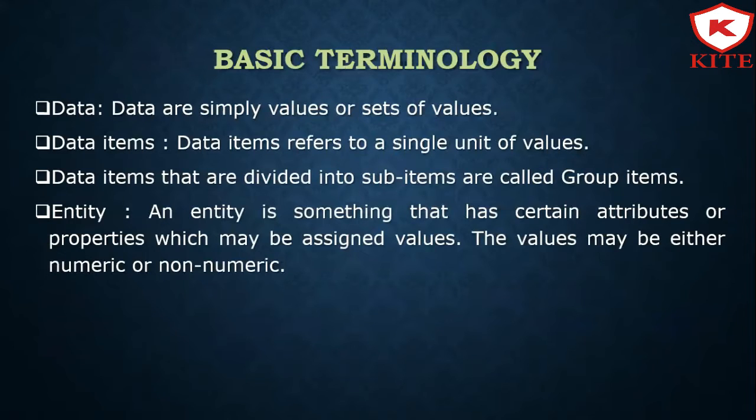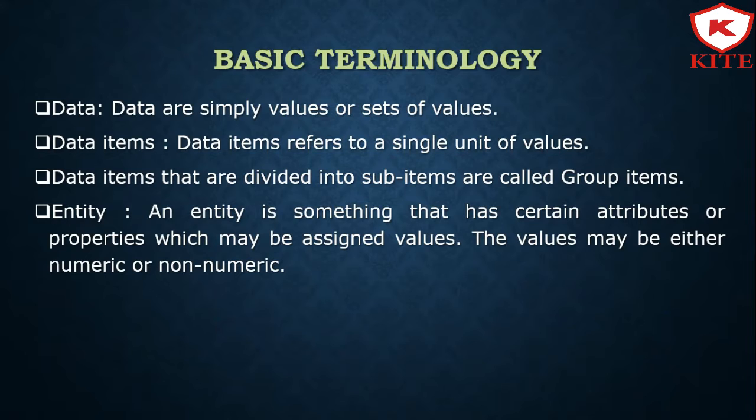Now, basic terminologies related to data structure. First is data. Data are simply values or sets of values. Data can be defined as an elementary value of the collection of values. For example, student's name and its ID are the data about the student.